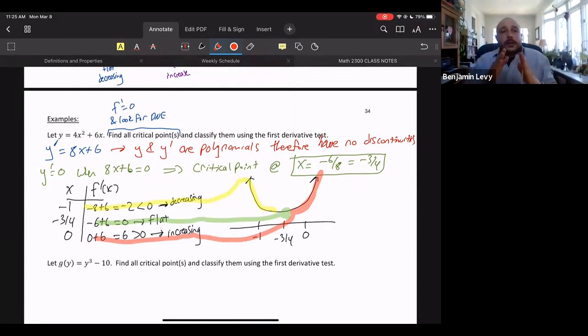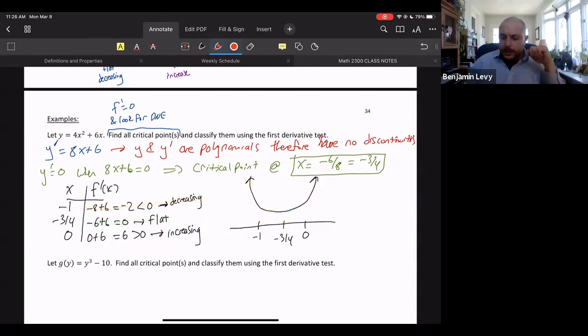Now you want to pick points kind of close to it, right? If there's only one critical point, it doesn't matter. But if you've got a bunch of them, you don't want to skip over one by picking something too far away. So pick something easy to plug in. -1 and 0 are easy, but not way far away from it. Can I clarify anything there?